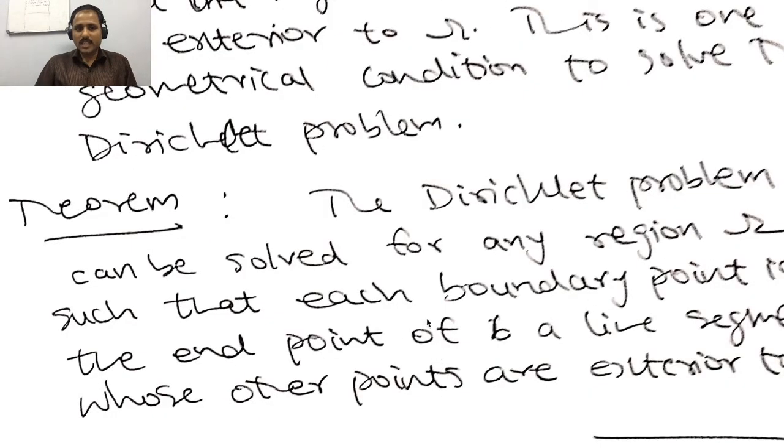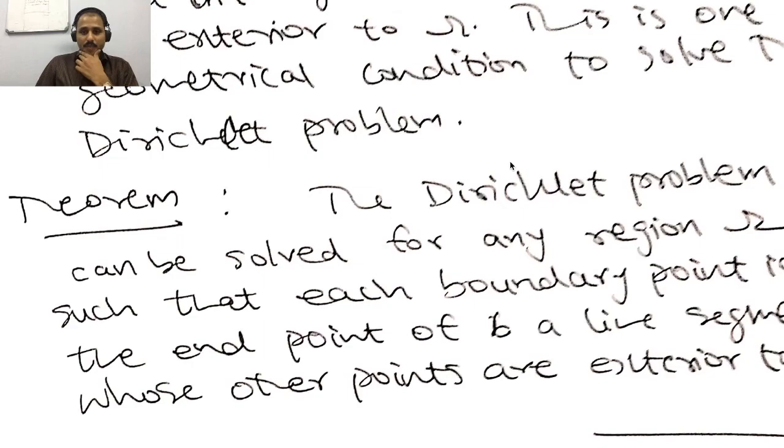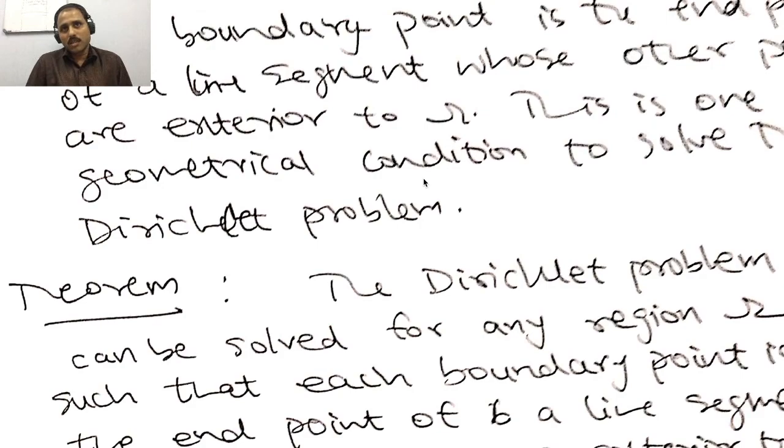So this is the final thing. We can see that in a disk, each boundary point is the endpoint of a line segment whose other points are exterior to omega. This is one geometrical condition to solve the Dirichlet problem. The final theorem is this: the Dirichlet problem can be solved for any region omega such that each boundary point is the endpoint of a line segment whose other points are exterior to omega. So this is the end of our discussion over the Dirichlet problem and its connection with the geometry of the corresponding region.